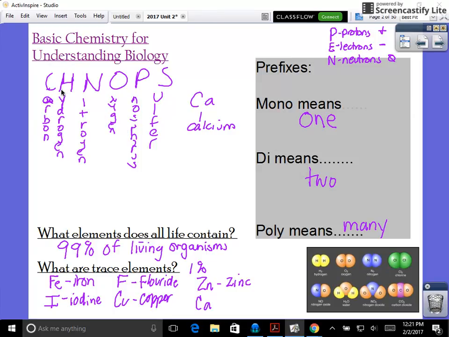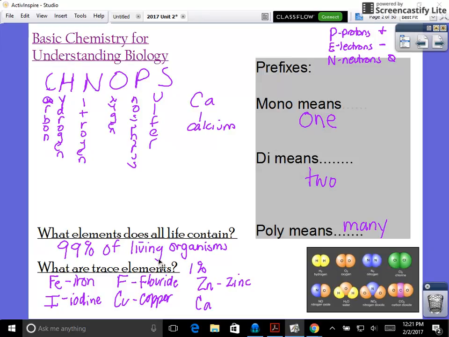So one of the ways to remember what elements are important in biology that make up 99% of all living things is this saying, CHNOPS. So carbon, hydrogen, nitrogen, oxygen, phosphorus, sulfur. So CHNOPS. And you're also going to hear about trace elements. So occasionally you'll hear about things like iron, iodine, fluoride, copper, zinc, and calcium. So I have calcium up here. That these trace elements make up the other 1% of most living organisms.